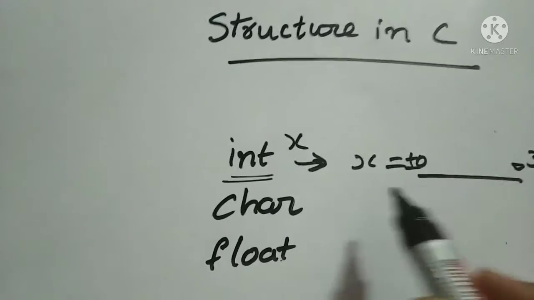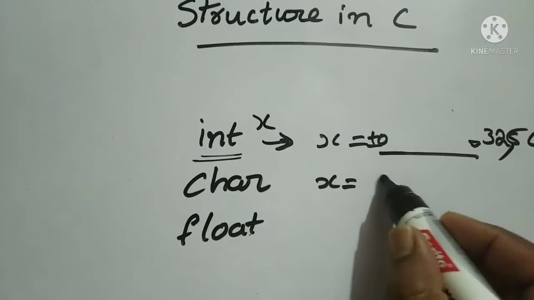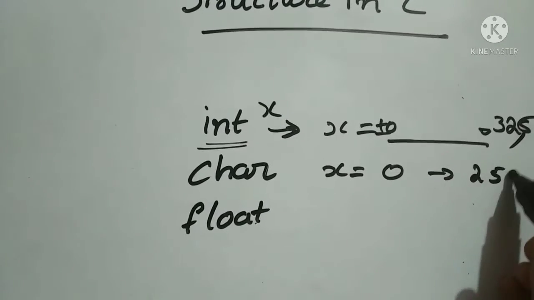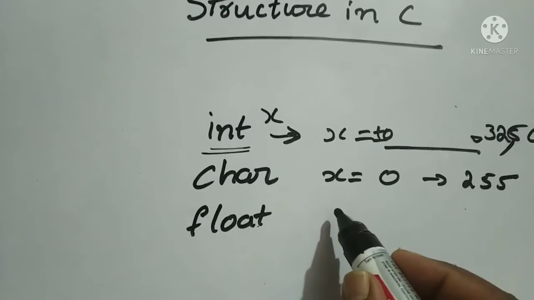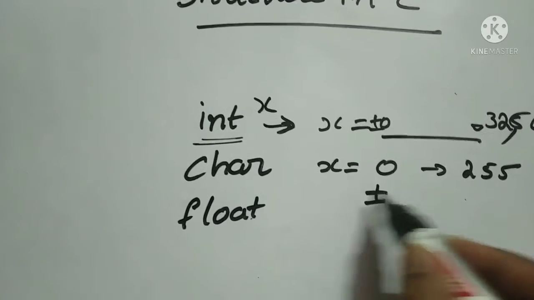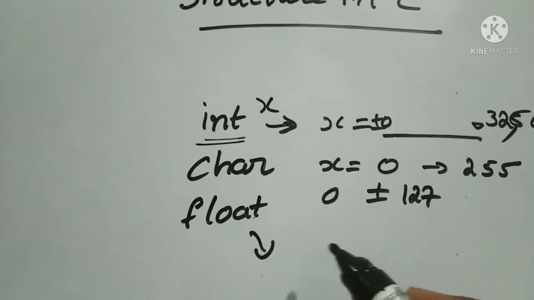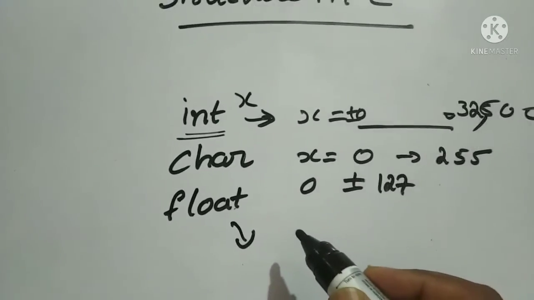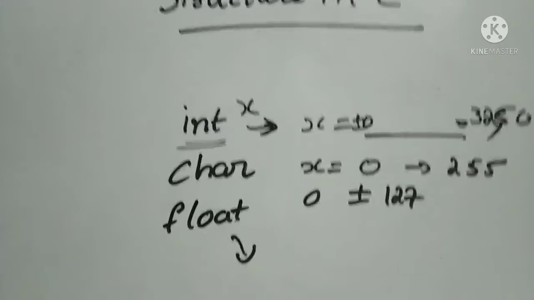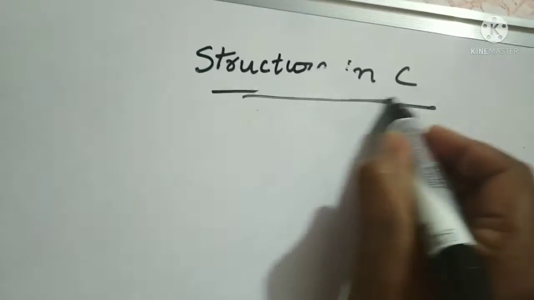but only positive numbers. Similarly, for char, I can give a value from 0 to 255, only positive numbers, or from minus 127 to plus 127. If I go for floating point, I can define decimal numbers along with the integers. So this is about the data types we have studied earlier. Now I want to make a data type of our own, a combination of these.